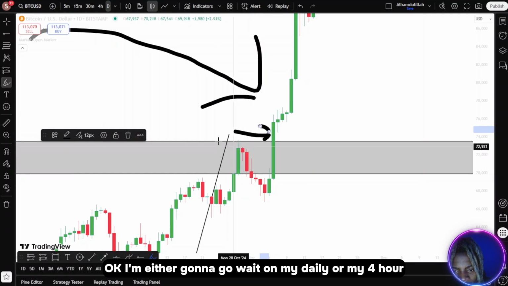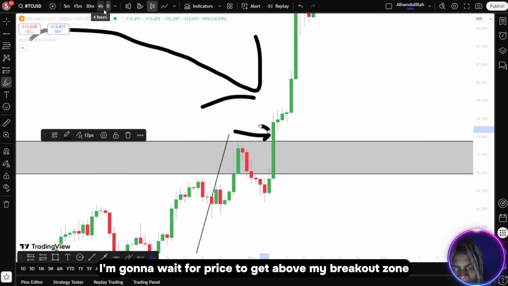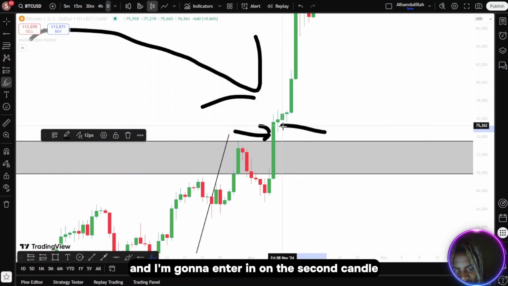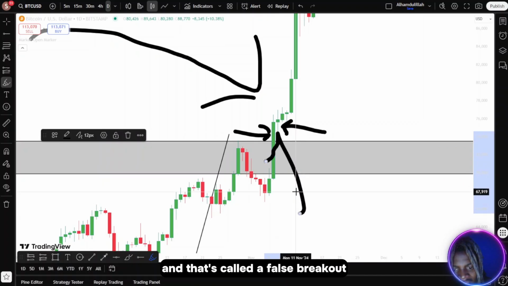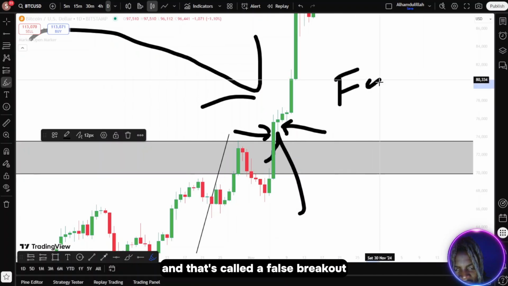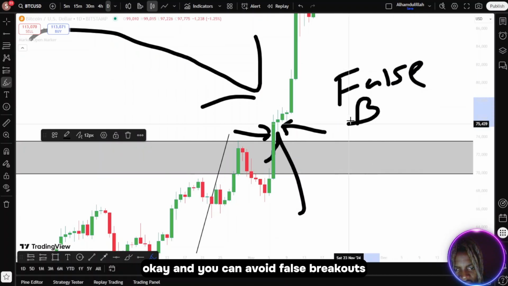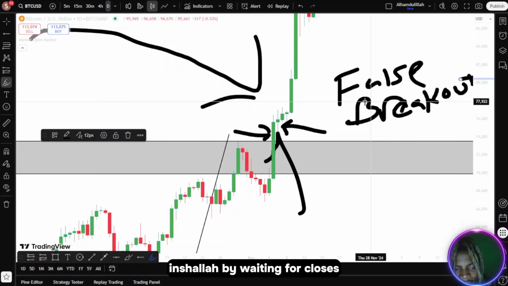I'm either going to wait on my daily or my 4-hour. I'm going to wait for price to get above my breakout zone, and I'm going to enter on the second candle. Because what can happen is price might break above it on the first candle and then pull right back down. That's called a false breakout, and you can avoid false breakouts, inshallah, by waiting for closes.